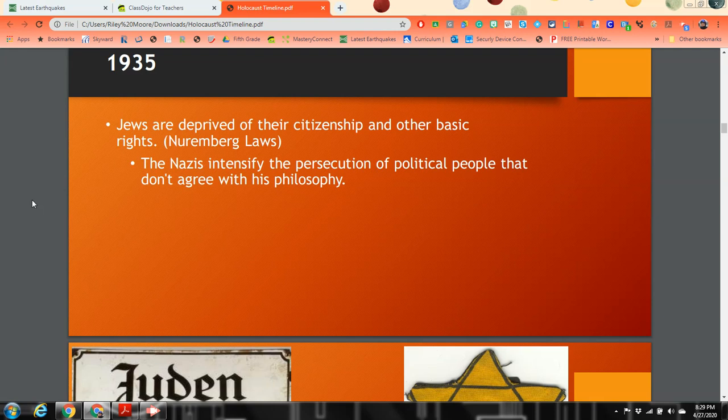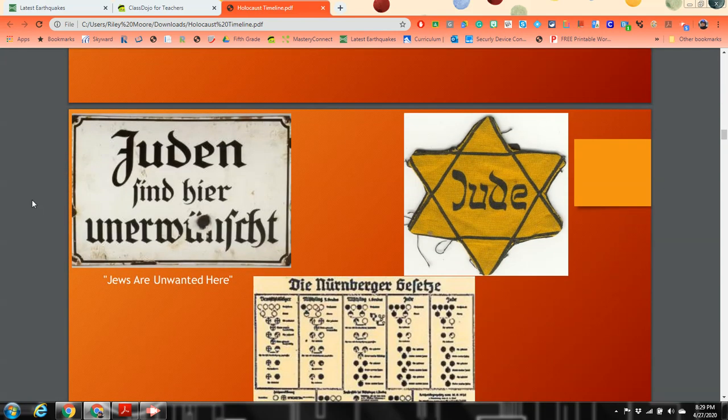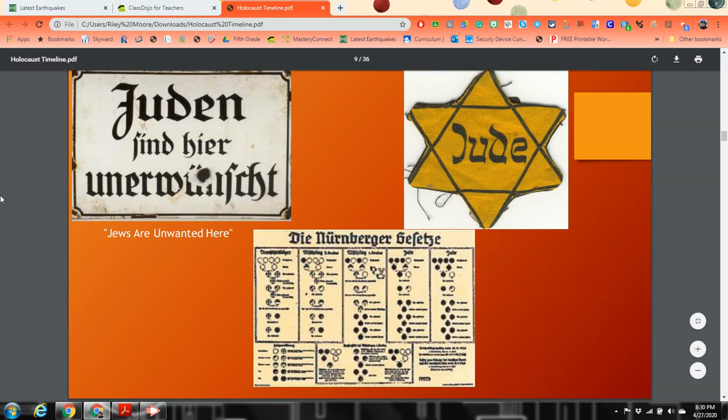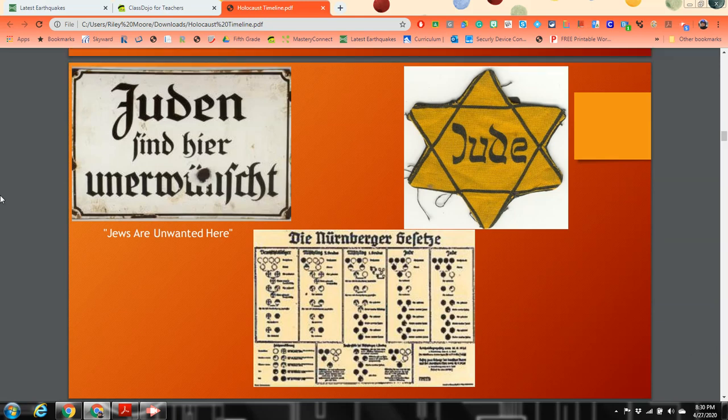So during this time, you also had many signs on businesses that looked very similar to this right here on the left. It basically reads, Jews are unwanted here. They didn't want them to come in. And on the right, you have the Star of David, which says Jew. All Jews were required to wear the Star of David on the outside of their clothing. If they were caught without it, they could get in serious trouble.